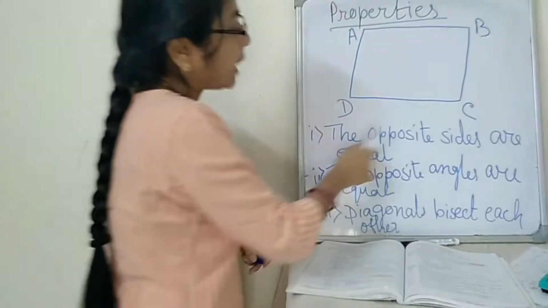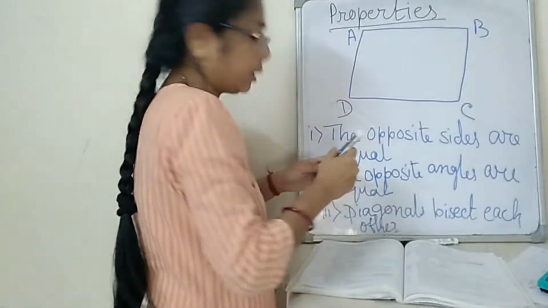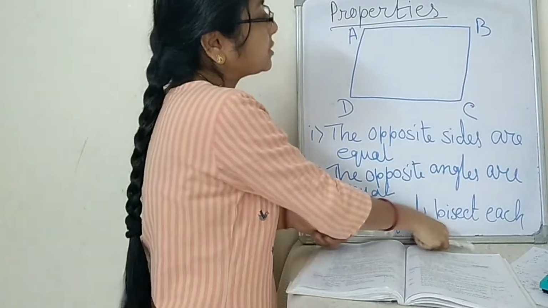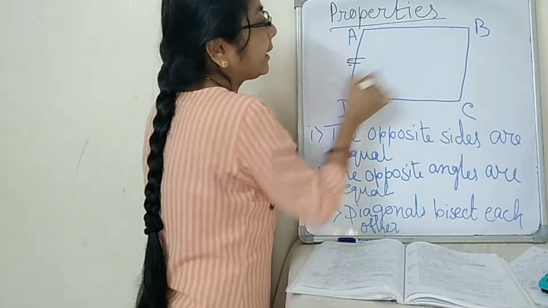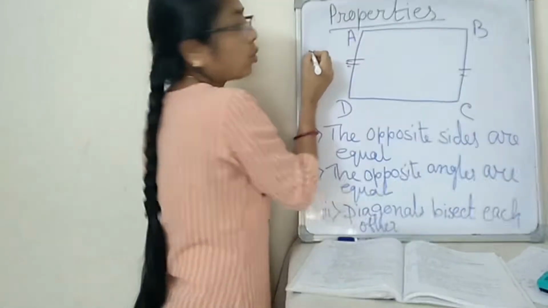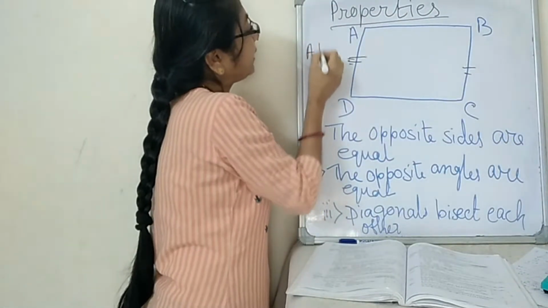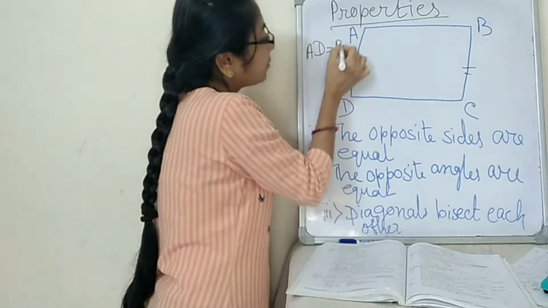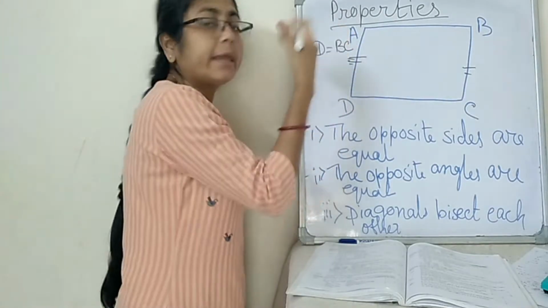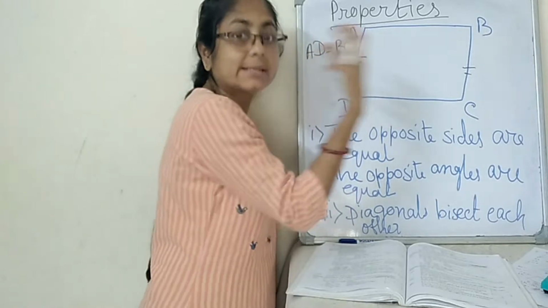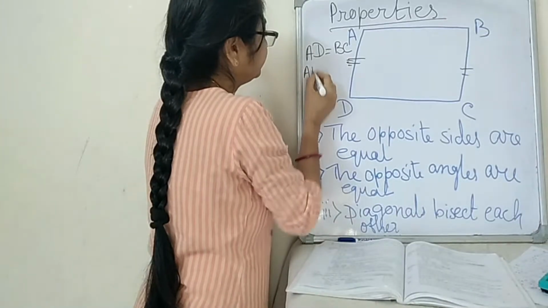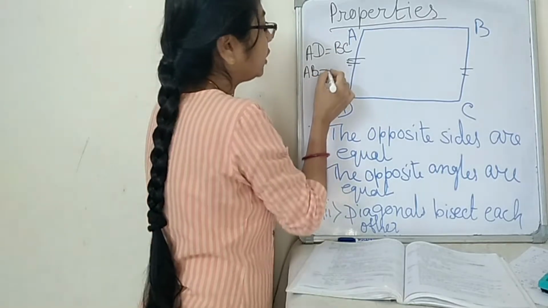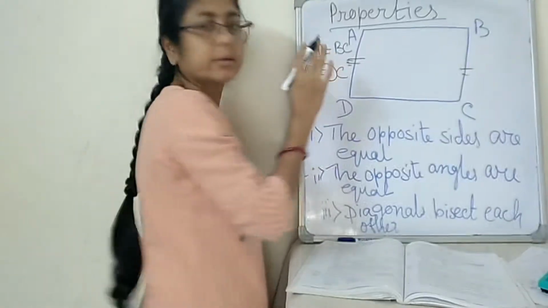First one: the opposite sides are equal. Can you tell me which are the opposite sides? These are the opposite sides, AD and BC. So I write here AD equal to BC. Equal means they are equal in size. And the other one, AB equal to DC. Clear?